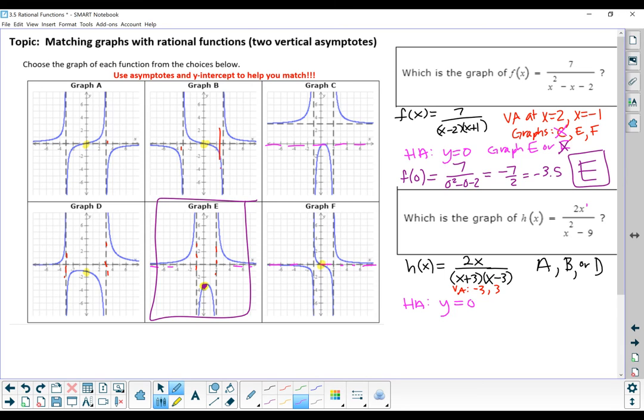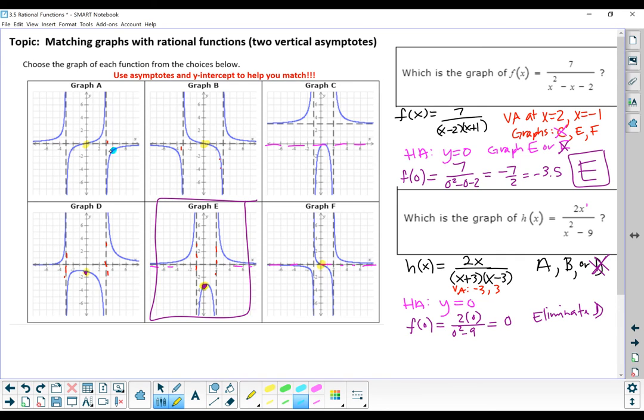So let's see what our y-intercept is here. If we sub in 0 for x, we get 2 times 0 over 0 squared minus 9, and that is 0. So we can eliminate graph D, because graph D has a y-intercept around -1. So we've eliminated D and it's A or B, but none of the things we've checked so far have helped us. So I would look for something on a place on the graph where you see different behavior on the two functions. So you could check maybe sub in 4.